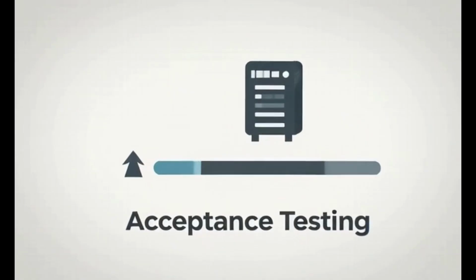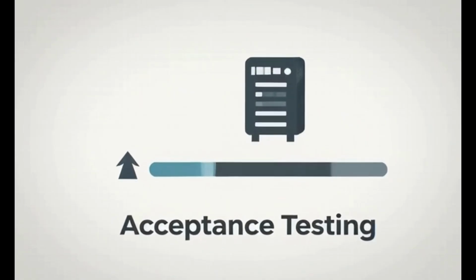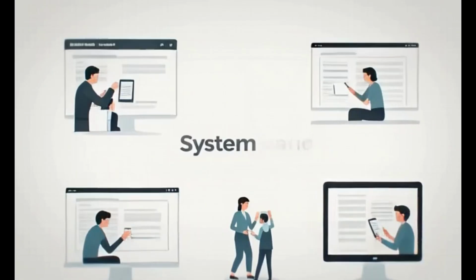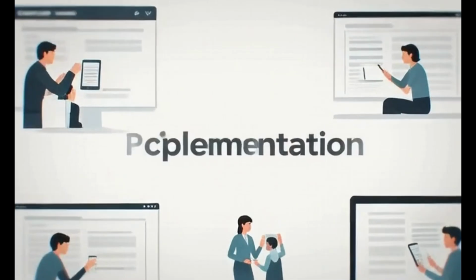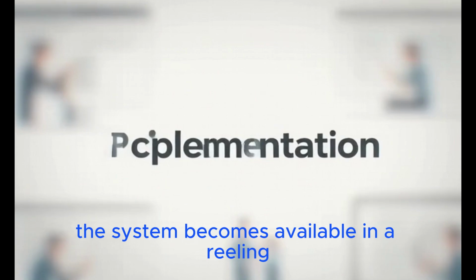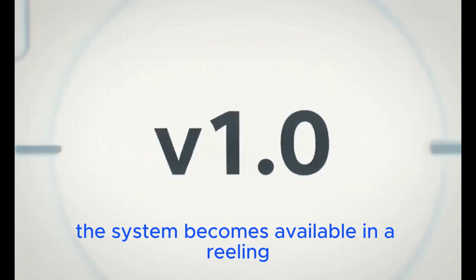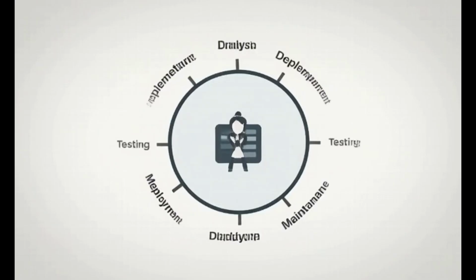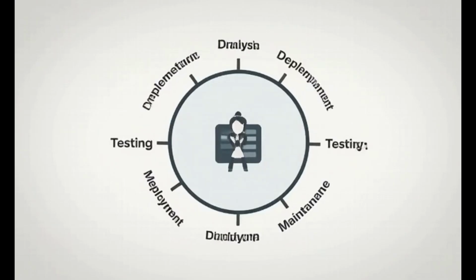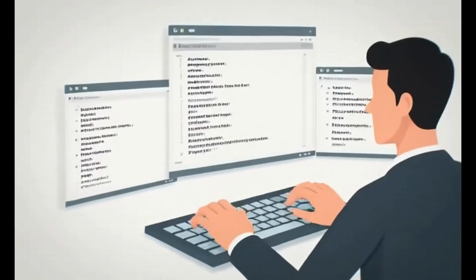After testing, the software is deployed for real users. This is when the system becomes available in a real environment. The final phase is maintenance. It includes updates, bug fixes, performance improvements, and security patches. SDLC consists of requirement analysis, design, implementation, testing, deployment, and maintenance.